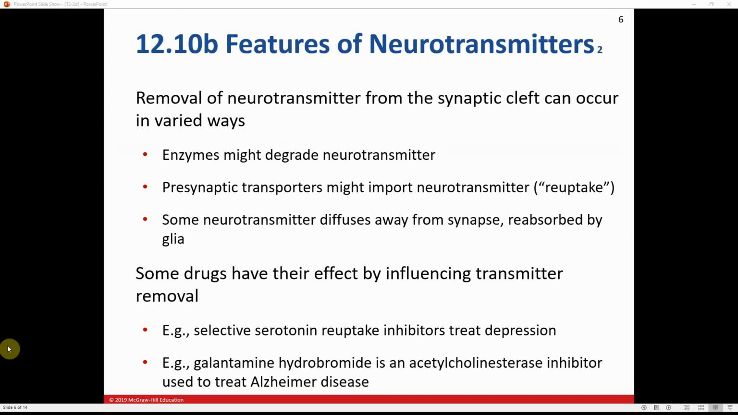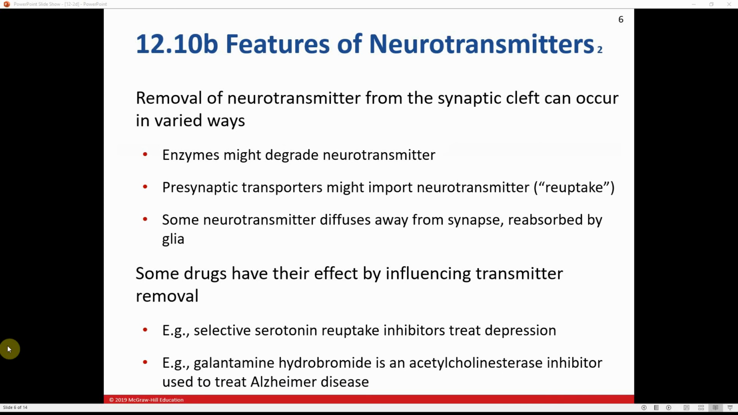Now, as we use our neurotransmitter and we're done using it, we can get rid of it in several different ways. Most of it's degraded by enzymes. We can also have our presynaptic axon terminals reuptake or reuse the neurotransmitter. They're going to absorb it, package it back up into vesicles, and then they can release it again.